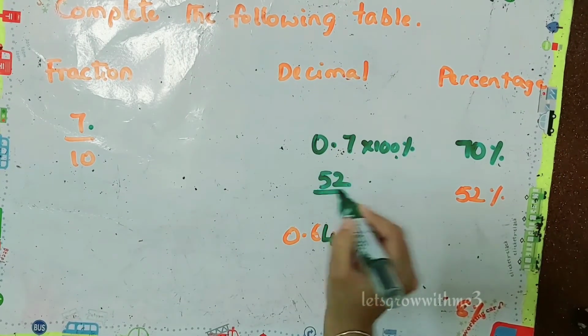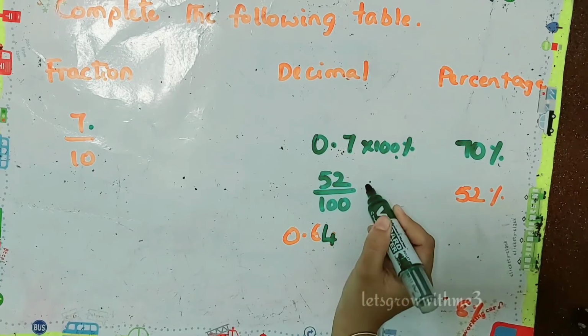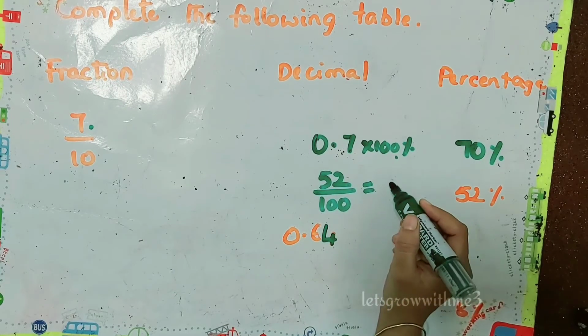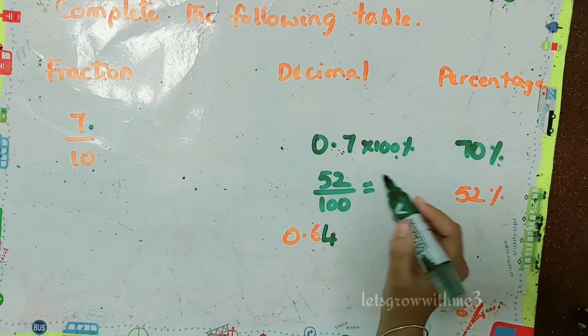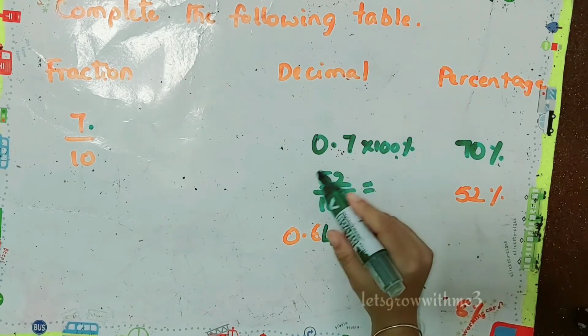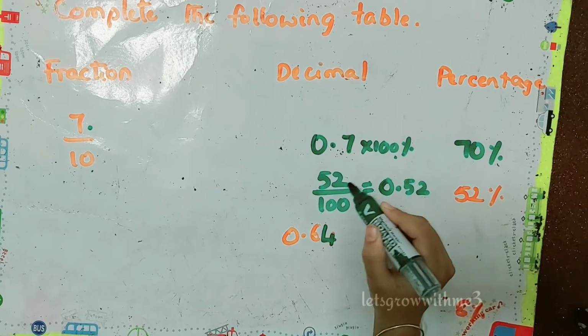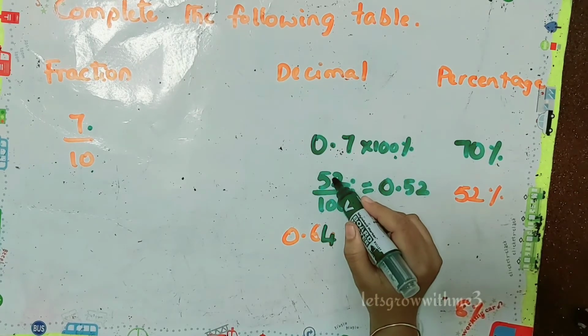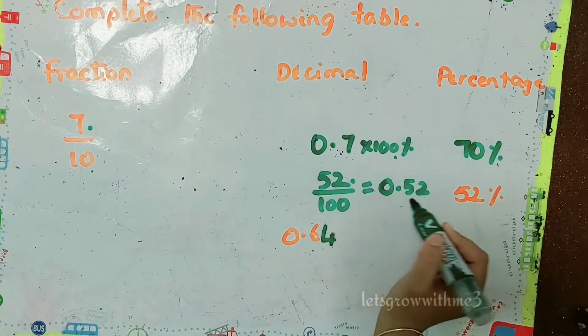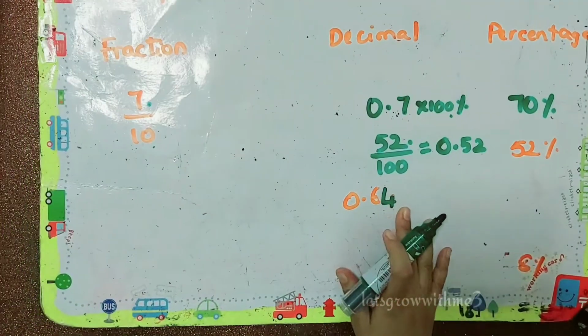Next, solve the next question. The percentage is given, and we need to find the decimal and fraction. How to get the decimal? 52 over 100 is equal to 0.52, because when you do division, it has to shift to the left side.